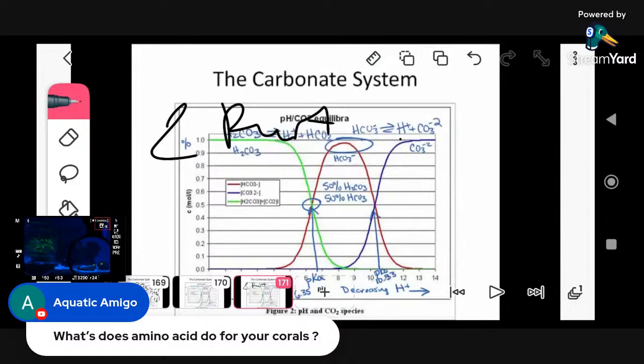If you've never used amino acids, just use the normal amount. Follow the bottle. Me personally, I'm just experimenting, so I'm dosing a whole bunch. One side effect: if you use too much amino acids, you're going to get a dino problem and other problems, because it's not just favoring your coral, you're favoring everything. You know what I mean? That includes the good and the bad.